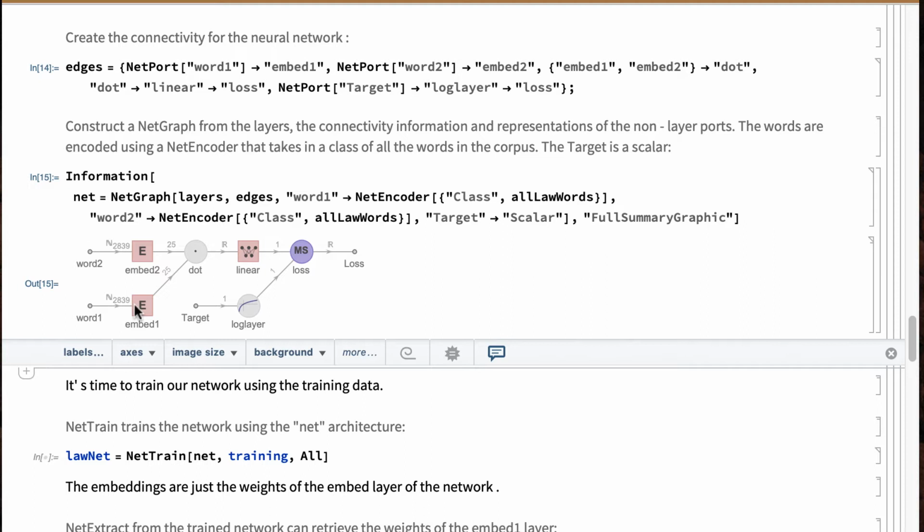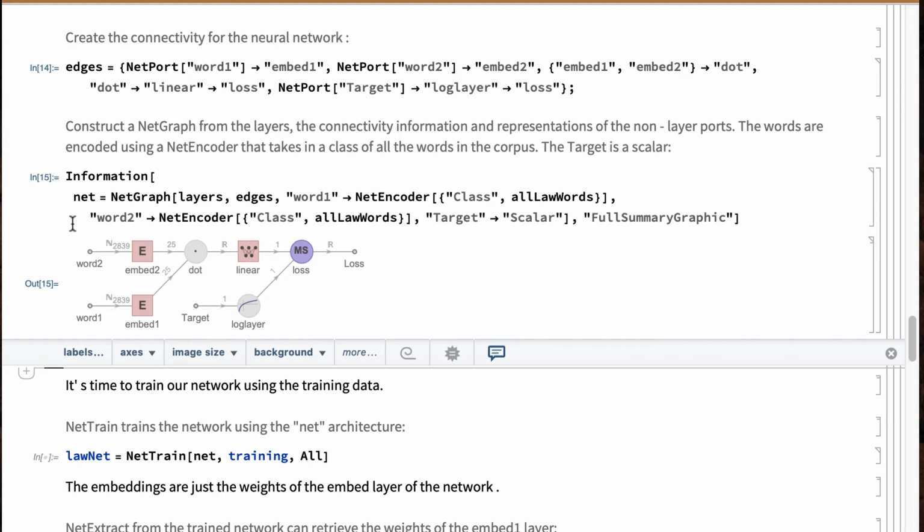Word 1 feeds into an embed layer, word 2 feeds into an embed layer, they get dotted together, they get transformed by a linear layer and sent in as one element of the mean squared loss layer. We take our target, that's the co-occurrence number, we feed it into something that computes the log of it plus 1. That value goes into the mean squared error layer, out pops a loss, and then in the process of training, we're going to try and minimize this loss, which in turn is going to require us to optimize the parameters of this linear layer, which in turn is going to require us to optimize the parameters of embed 2 and embed 1, and it has to do that in sync.